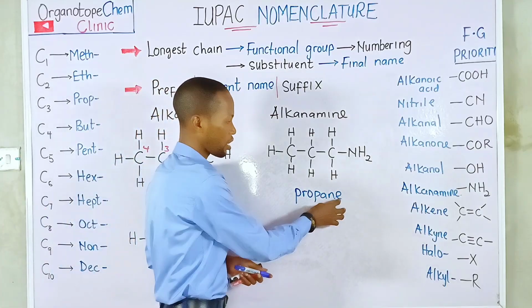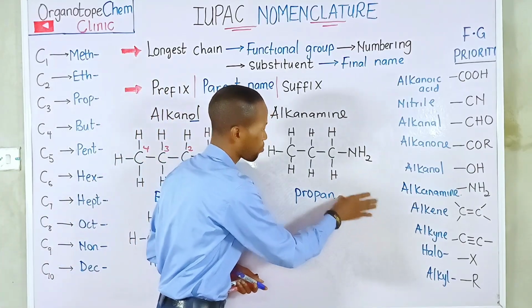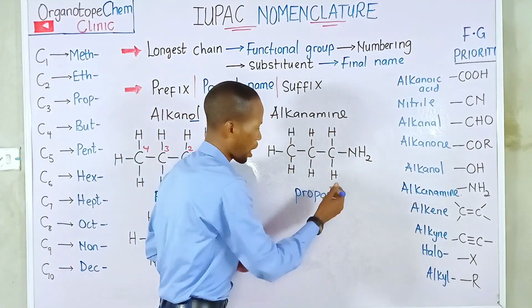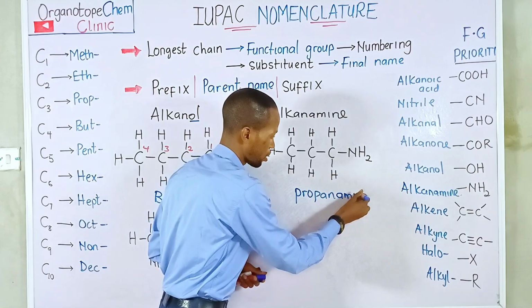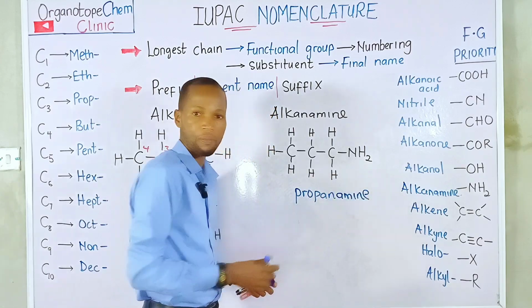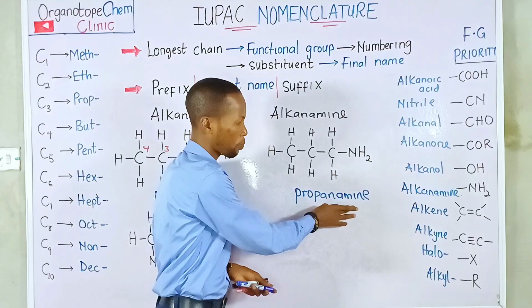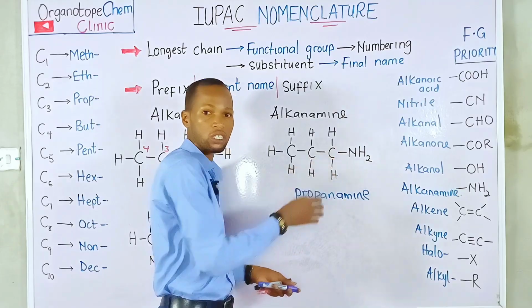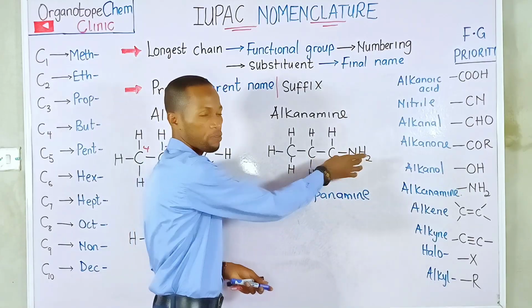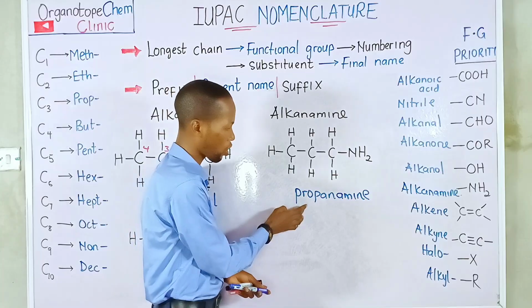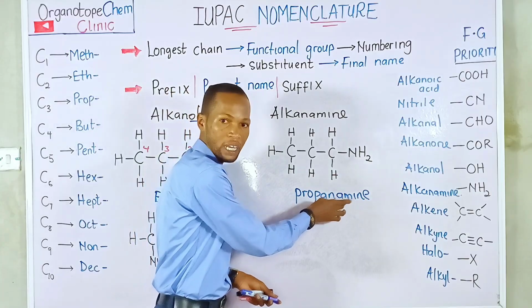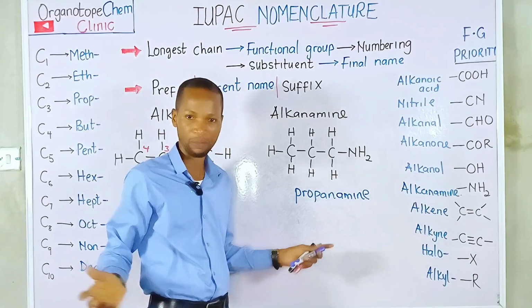Can we eliminate the E to introduce the functional name, which is the amine? We have the amine right here. So the name becomes propanamine. The compound right here is propanamine, or we can introduce the locant, which is the position of the NH2 group. So it will be called what? Propan-1-amine or 1-propanamine. Make sense?